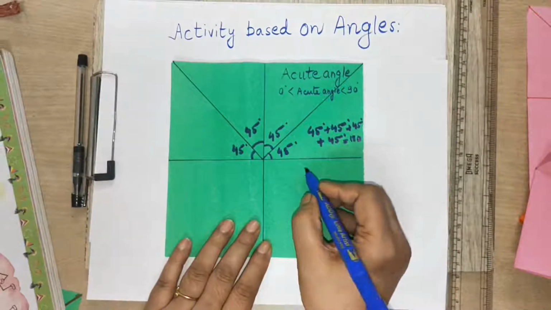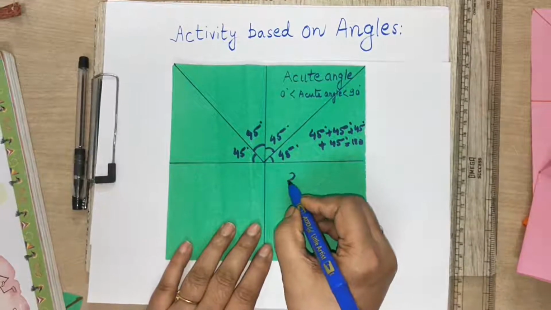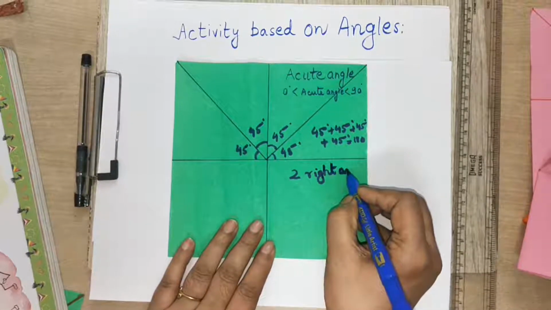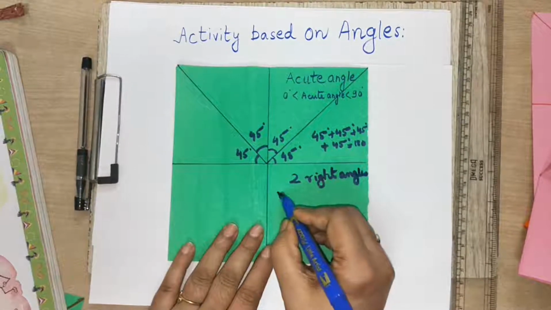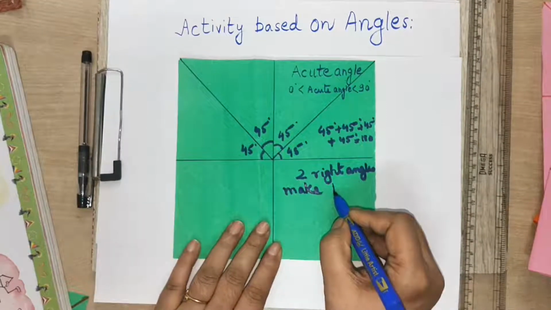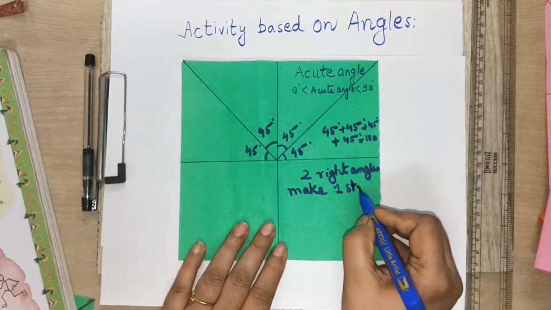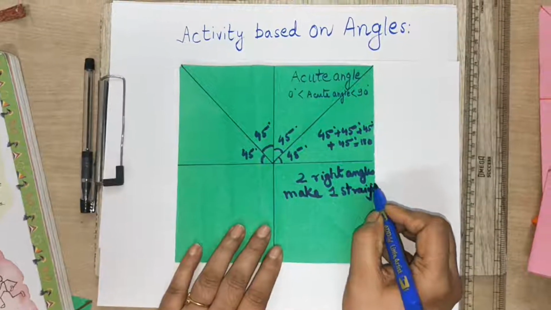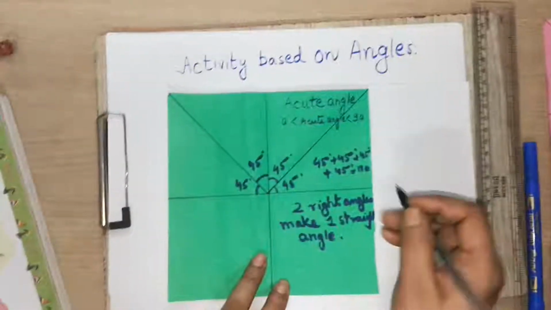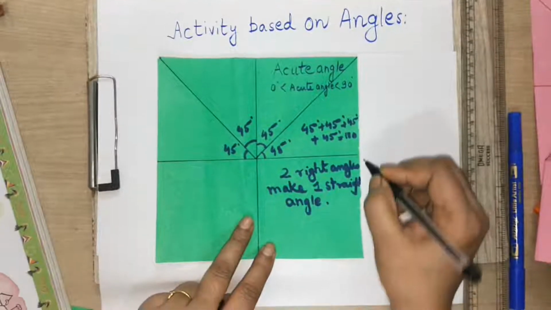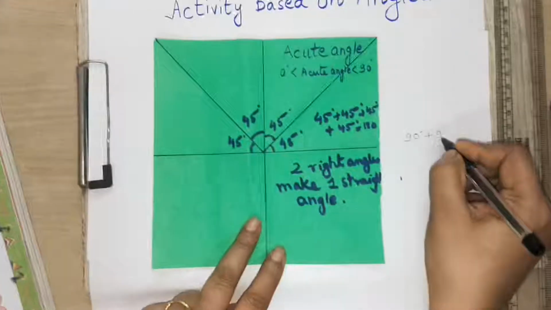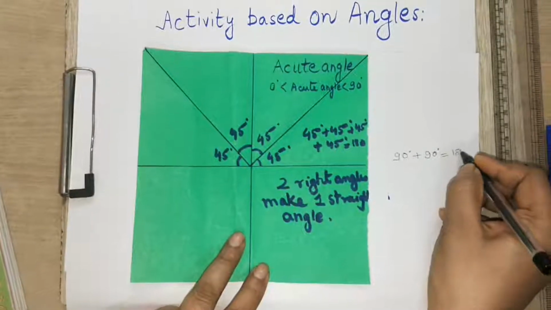It means two right angles make one straight angle. And a very important thing: two right angles make one straight angle, meaning 90 degree plus 90 degree equals 180 degree.